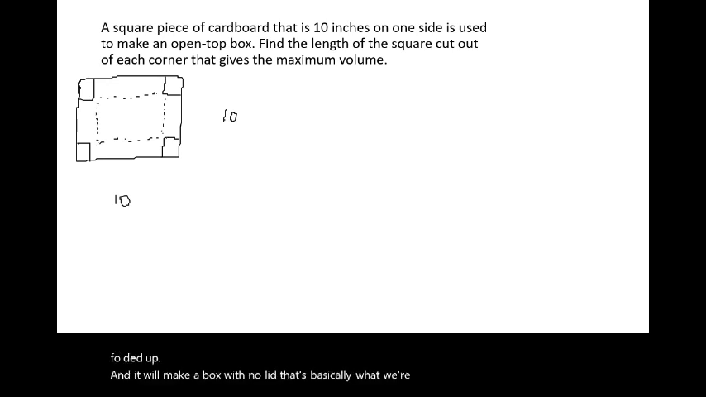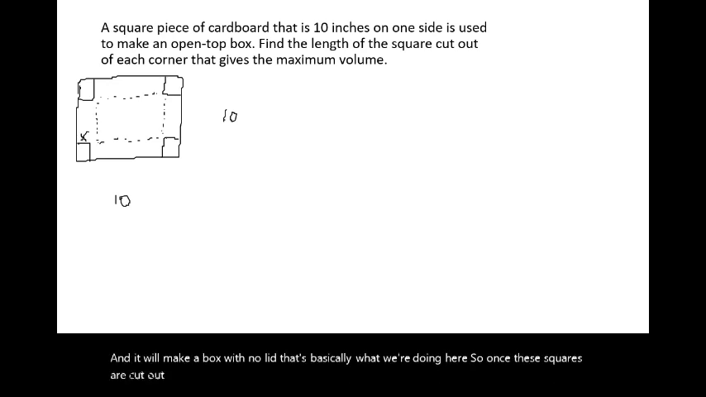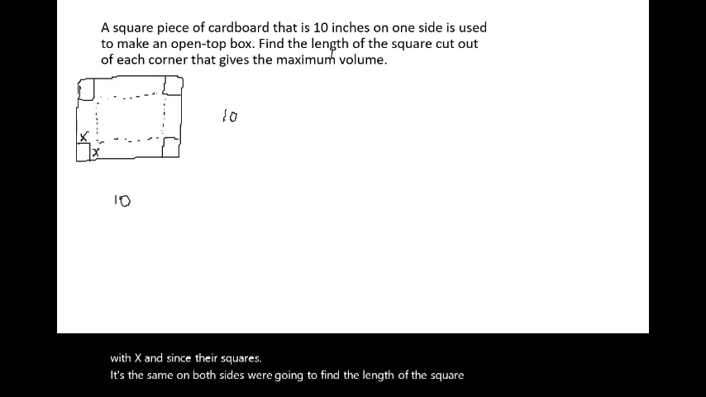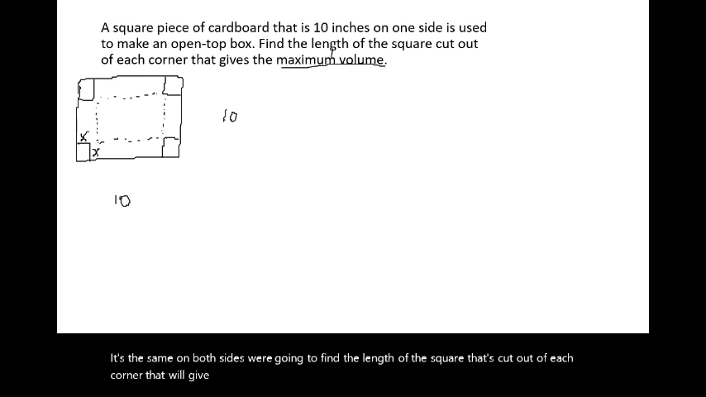So once these squares are cut out, I'm going to call their length and their width x. And since they're squares, it's the same on both sides. We're going to find the length of the square that's cut out of each corner that will give the maximum volume. So we are supposed to maximize the volume equation.